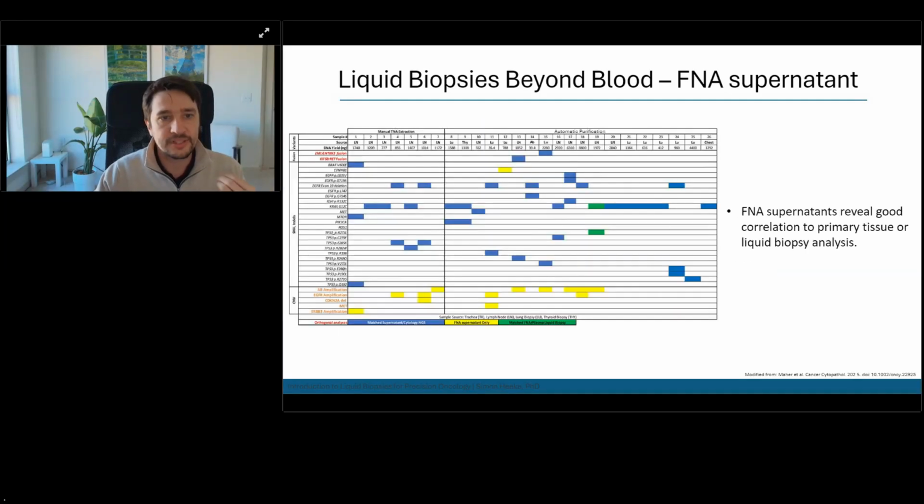And this is really interesting because they saw that there was a very good correlation between primary tissue and liquid biopsy analysis, but the turnaround time was significantly shortened by the simple fact that access to the material you are going to analyze, the circulating nucleic acids, is much shorter when you use this liquid biopsy approach as an alternative to the more classical tissue-based approach.